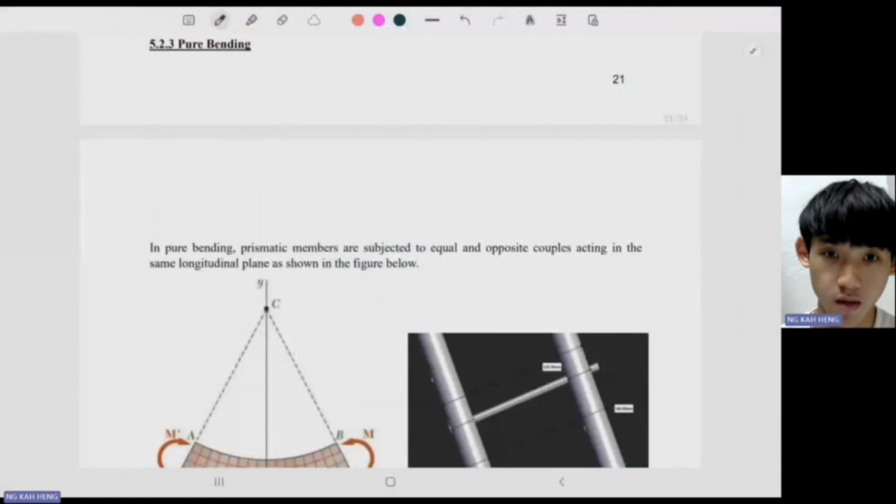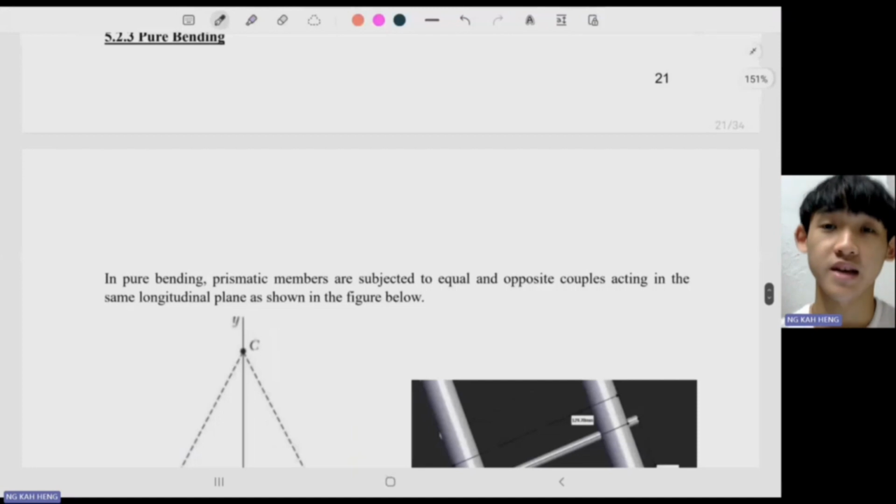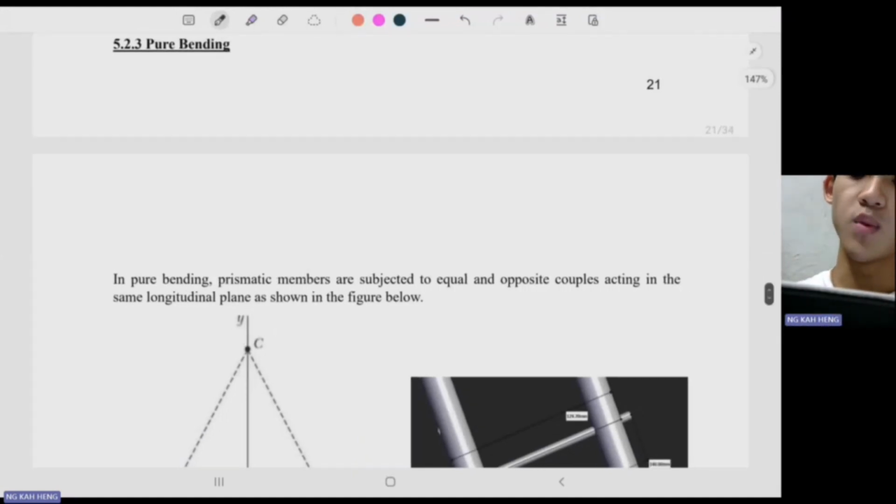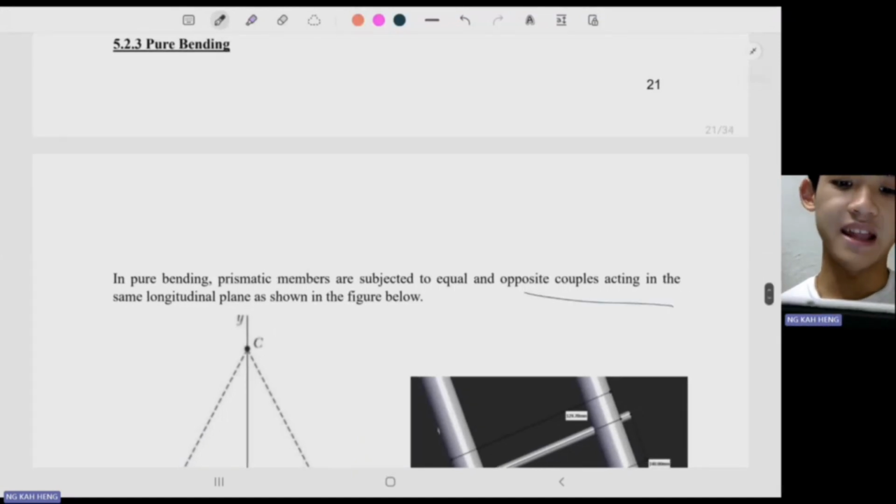Good evening, Dr. Chan. My name is Heng, entry number 23005037. For my part, I will talk about pure bending. In pure bending, the prismatic members are subjected to equal and opposite couples acting in the same longitudinal plane, as shown in the figure below.